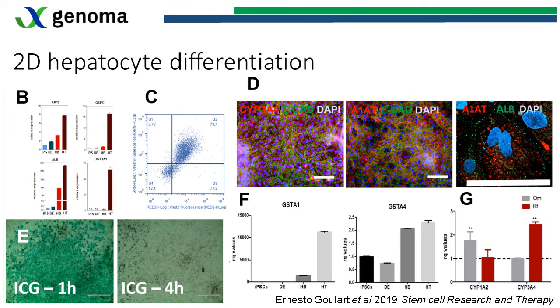And finally, we check the expression of important hepatic transaminases such as GSTA1, GSTA4 throughout the differentiation process. And also, we checked if the cells that we derived have the ability to respond to important drug inducers such as omeprazole and rifampicin. So omeprazole induced the expression of CYP1A2 specifically, and rifampicin induced the expression of CYP3A4 specifically. As we can see here, the treatment with these two drugs does induce a very specific response of these two enzymes.